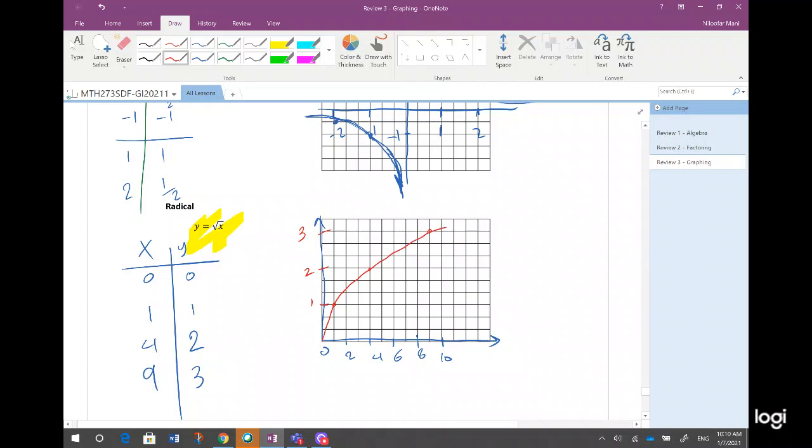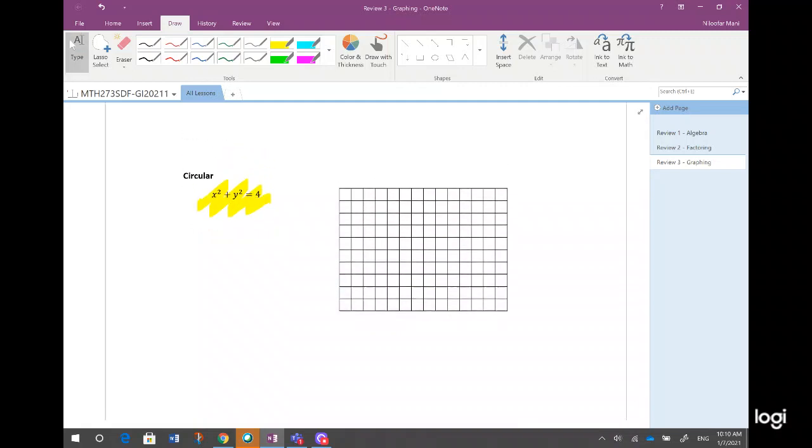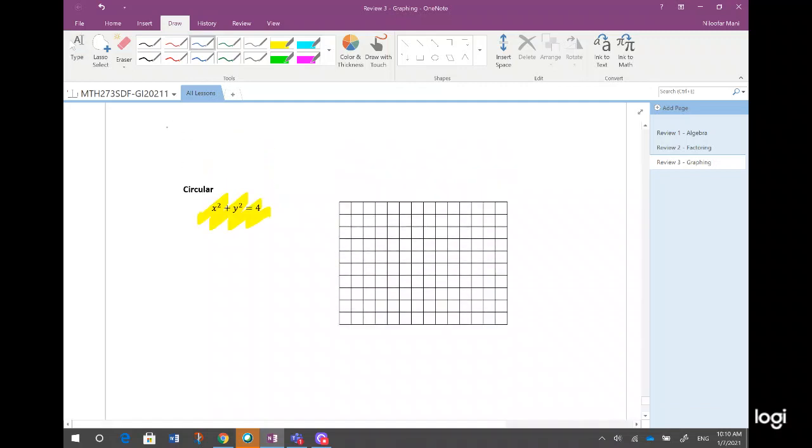It's very good that we know something about the domain to see what I can choose for x. I cannot choose negative for x because it's a radical. On the radical I cannot have negative. It goes out of real numbers into imaginary numbers, and I don't want to go there. I want to just stay with real numbers. Then the last but not least is a circle. I can show you why I say this is a circle. The equation looks like this.